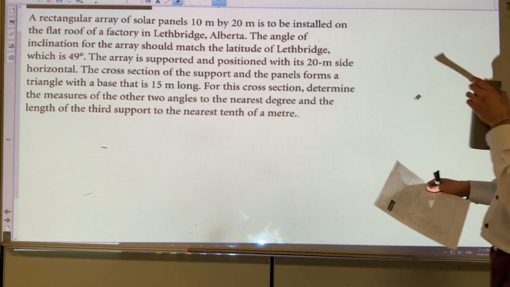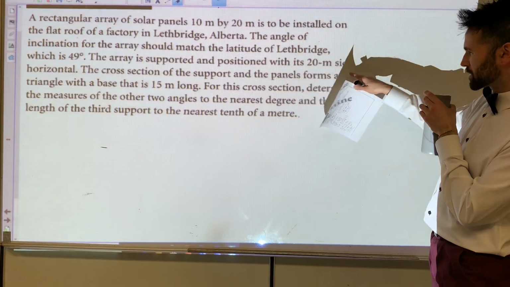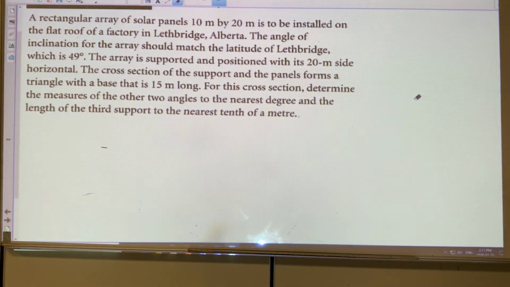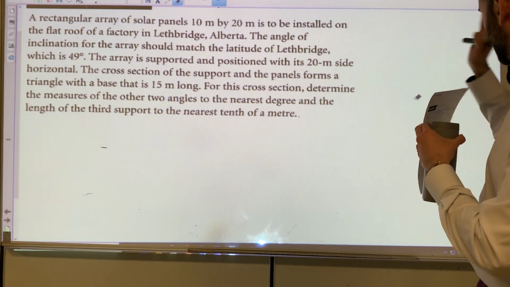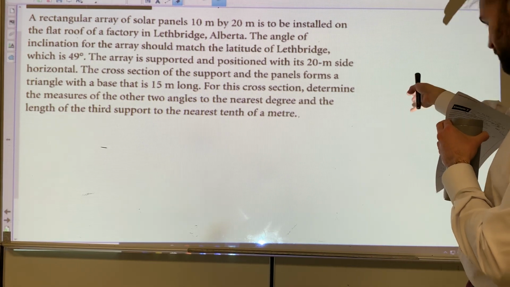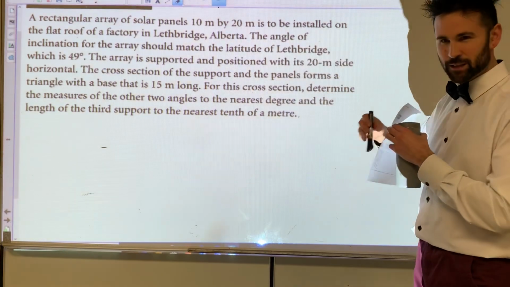Anyways, the array is supported in position with its 20-meter side horizontal. The cross section of the support and the panels forms a triangle with a base that is 15 meters long. So imagine I'm standing here on this roof, and as I'm looking at the solar panels from the side, that's what the cross section is.